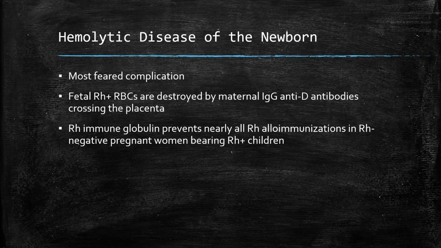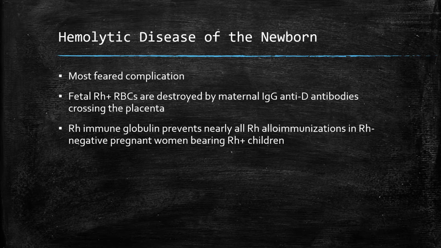By far, the most feared complication of Rh incompatibilities is hemolytic disease of the newborn. In this situation, an Rh negative mother has been pre-sensitized, and she's now carrying an Rh positive baby. Her anti-D antibodies can then cross the placenta and destroy her baby's red blood cells.